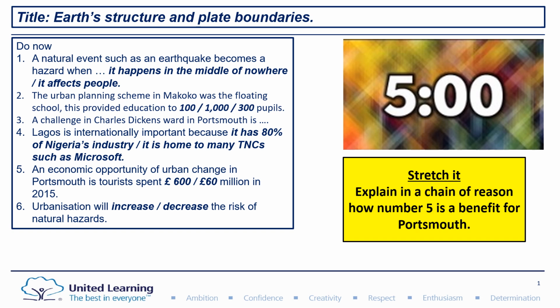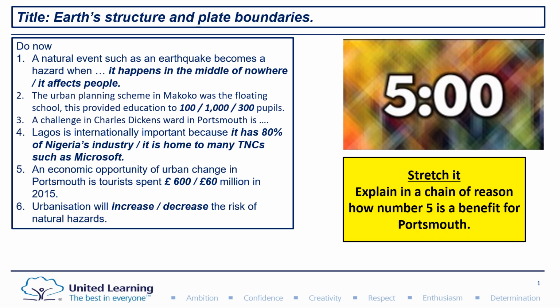Right, so let's go through the answers to the do now. Question 1, a natural event such as an earthquake becomes a hazard when it affects people. Number 2 is 100 pupils. A challenge in Charles Dickens' ward is 32% of people leave school with no GCSEs. Lagos is internationally important because it's home to many TNCs such as Microsoft. Number 5 is 600 million spent by tourists in Portsmouth, and urbanisation will increase the risk of natural hazards as more people will be living in an area. So if one building collapses into another, the chance of death will increase.